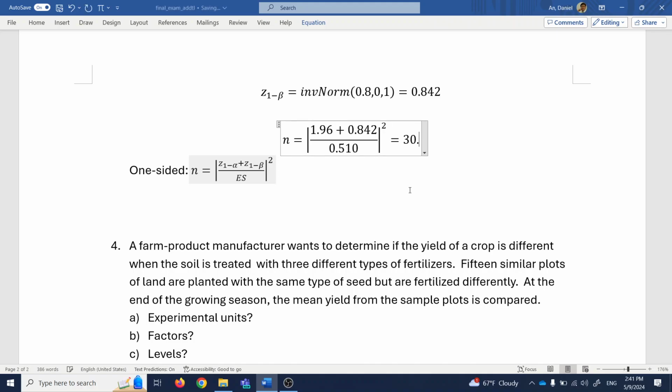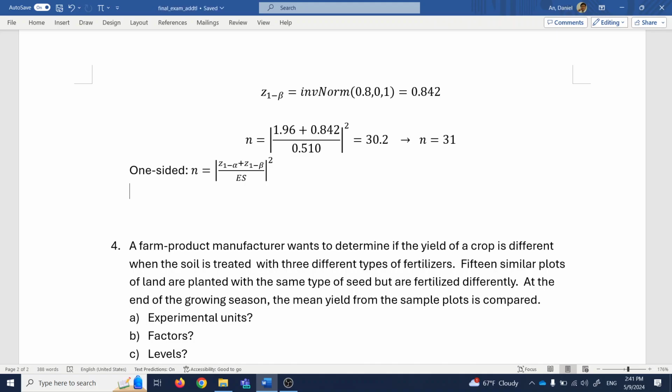Okay. All right. So what should be the sample size then? 31. Yeah. You can't have 30.2 people, so you have to always round up. So n equals 31. You don't want to do 30 because then it will not have the power of 80%. You always want to round up. Okay. So that's the answer. I'll just delete this one.